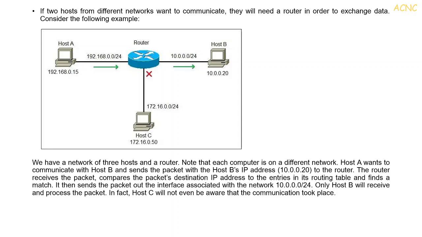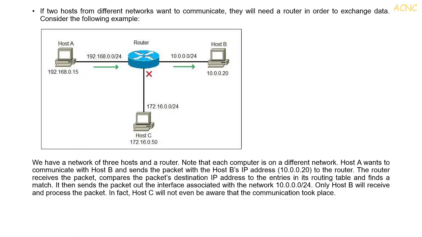We have a network of three hosts and a router, as you can see in the above example, where each computer is in a different network. Host A wants to communicate with host B and sends the packet with the host B IP address. Host B's IP address is 10.0.0.20 in a /24 subnet.